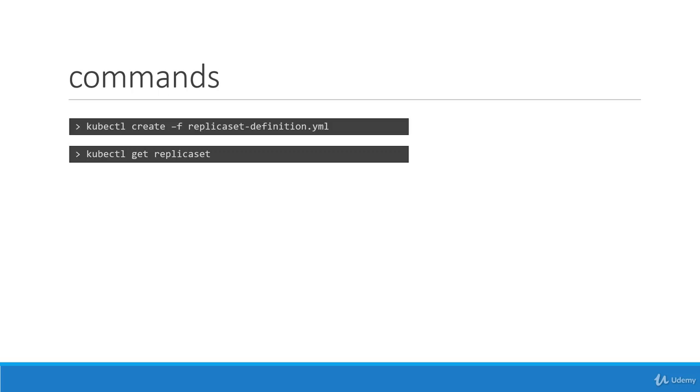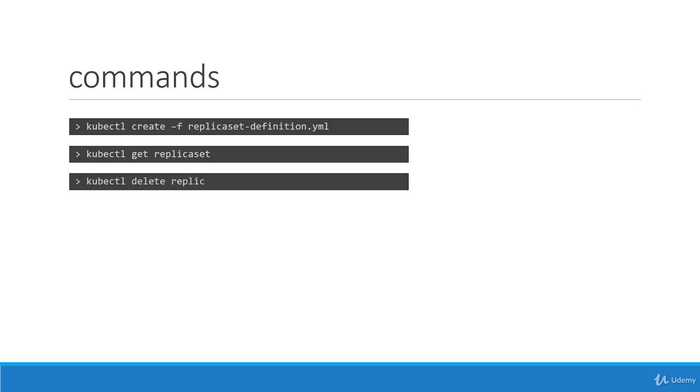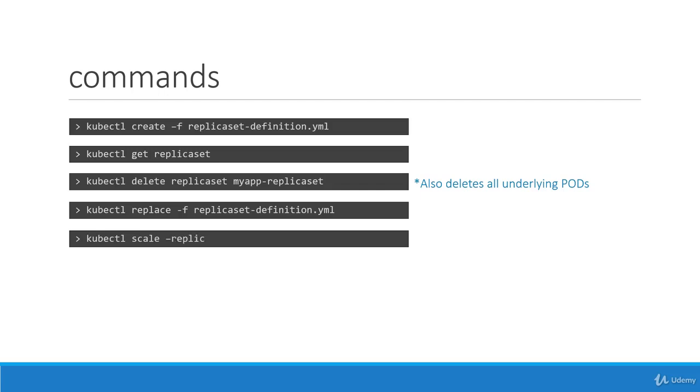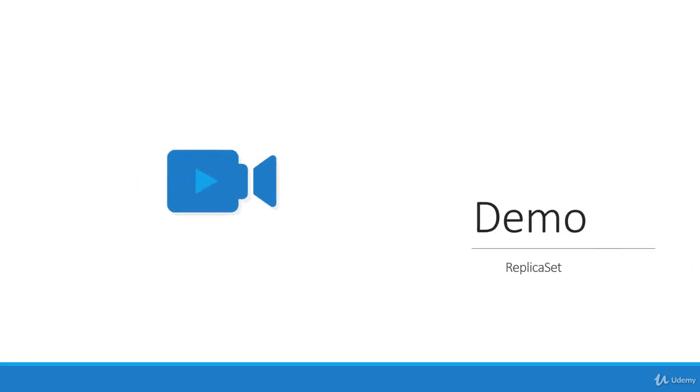Use the kubectl delete replicaset command followed by the name of the replica set to delete the replica set. And then we have the kubectl replace command to replace or update the replica set, and also the kubectl scale command to scale the replica set simply from the command line without having to modify the file. That's it for this lecture. We will now head over to a demo, and I will see you in the next lecture.